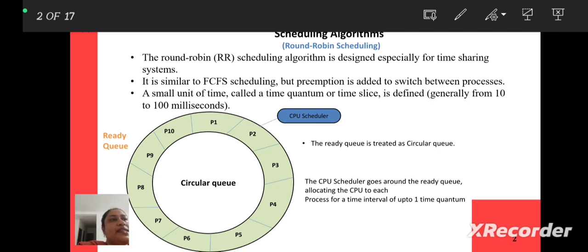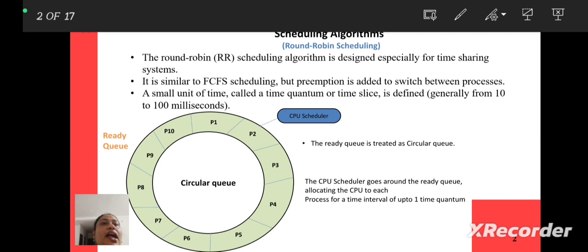So the ready queue is treated as a circular queue, and the CPU scheduler goes around the ready queue allocating the CPU to each process for a time interval of up to one time quantum. The ready queue, where the processes are waiting, is treated as a circular queue. I have shown this using this diagram. So think of this as a circular queue, with processes waiting for their turn to get the CPU for execution.